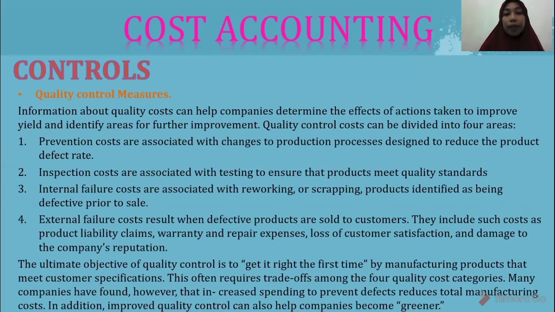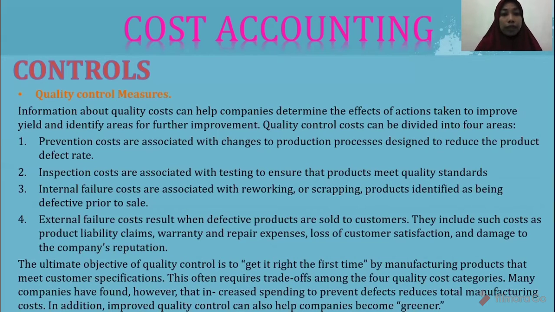Quality control measures. Information about quality costs can help companies determine the effect of actions taken to improve yield and identify areas for further improvement. Quality control costs can be divided into four areas.